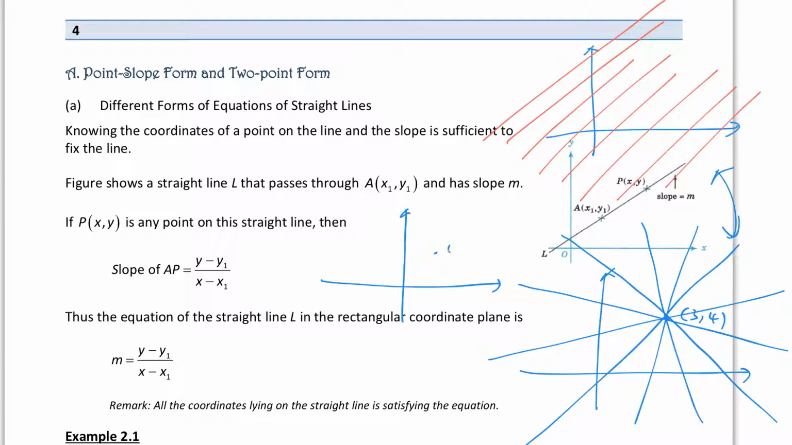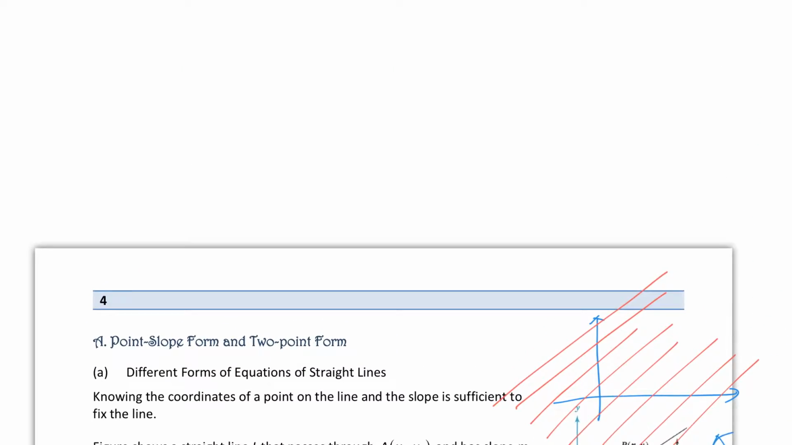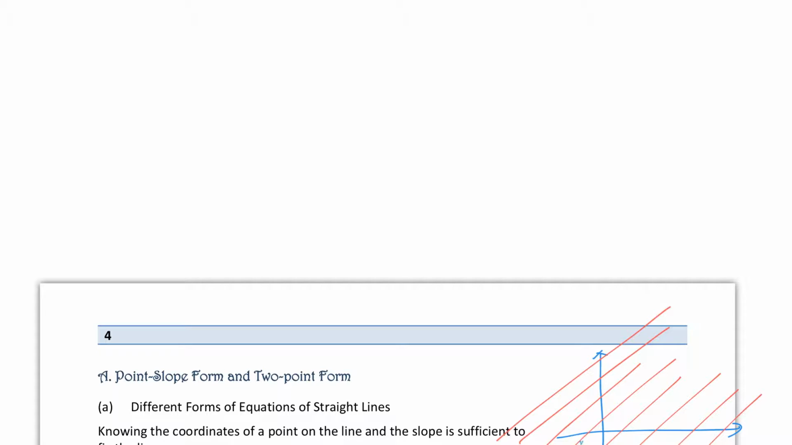For example, I know the straight line passes through (3, 4) with slope equal to 1. What is the meaning of slope equal to 1? That means this angle is equal to 45 degrees. Then I can draw one and only one straight line passing through (3, 4) with slope 1. Then how can we find its equation? I want to use this example to illustrate how to find these equations.